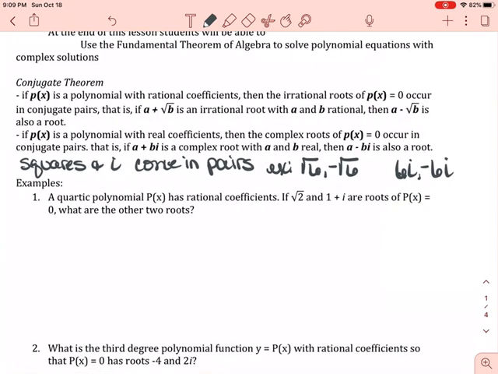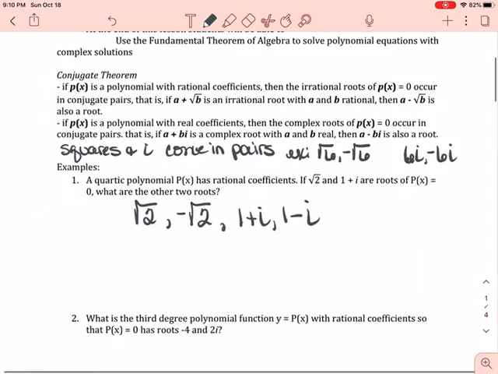Okay, so let's take a look at a couple of examples. It says a quartic, meaning to the fourth power, has rational coefficients. It says if square root of 2 and 1 plus i are roots, what are the other two roots? Well, we just said that square roots come in pairs. So if square root of 2 is a root, then you also have negative square root of 2. There you go. It also says 1 plus i is a root. So if 1 plus i is a root, then 1 minus i is also a root. So remember, quartic means there had to be, so we have 4 roots here. Okay, so that's pretty good.